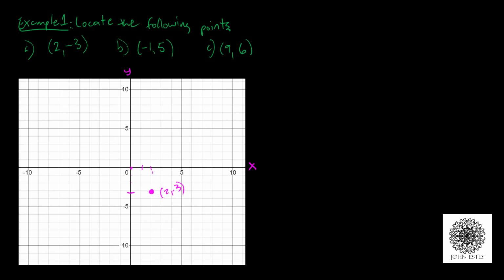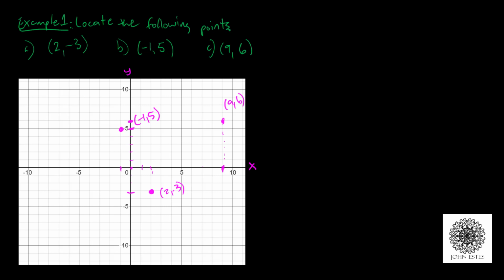Now we can try the same with (-1, 5), and if you get confused in which direction you need to start, just remember it's always x first, then y. So I need to go negative 1 in the x direction, and 1, 2, 3, 4, 5 in the y direction. So here the intersection of those two, we have (-1, 5), there's that point. And then the third one, part C, I have (9, 6), so I need to go out 9 in the x direction. So I can start at 5, 6, 7, 8, 9 here, and 6 in the y, so it's 5, 6 here. And so match it up carefully. There's the point (9, 6).